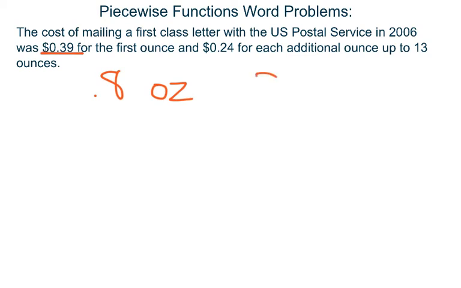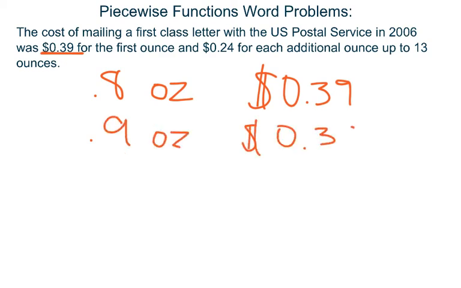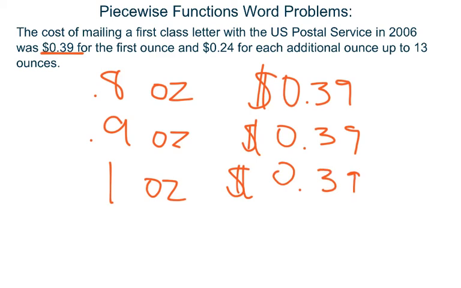So if you had something that weighed, let's say, 0.8 ounces, it says right here that you would have to pay 0.39 cents. So let's say you did 0.9 ounces. You would still have to pay 0.39 cents. If you did 1 whole ounce, you would still have to pay 0.39 cents. So if you looked at this on a graph, anything from 0 to 1, you would have spent 0.39 cents.